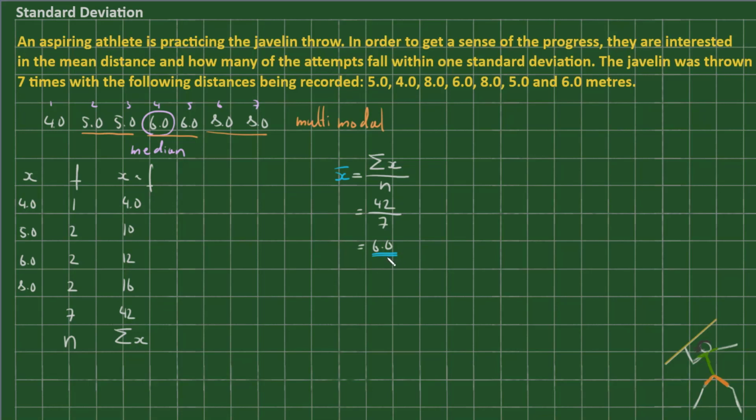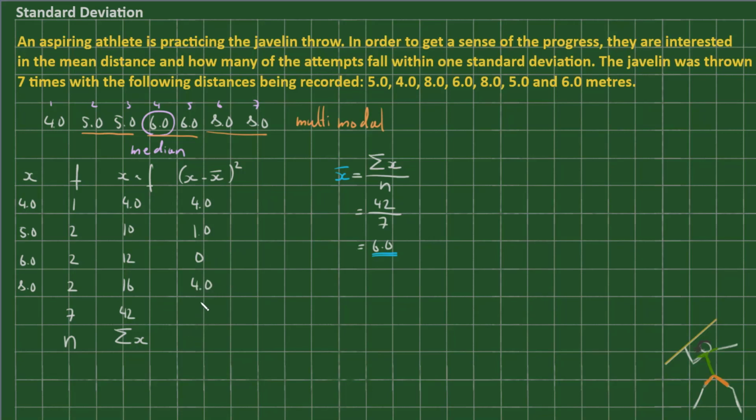Alright, now I need to calculate the standard deviation. I'm going to use the table again. I'm going to add a new column and that one will have (x minus x bar) in brackets and all of that squared. So for the first value I have 4.0 minus 6.0, which is negative 2.0, and I'm going to square that value to give me 4.0. For the next value I have 5.0 minus 6.0, which is negative 1.0, and if I square that I will have 1.0, and so on, which means I will have 0 and 4.0.